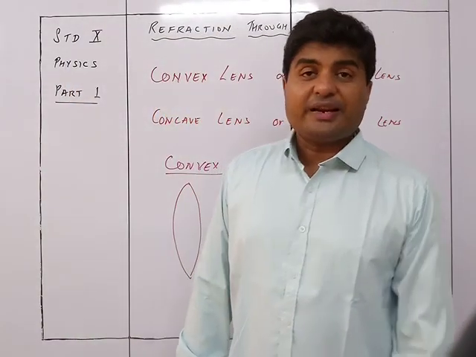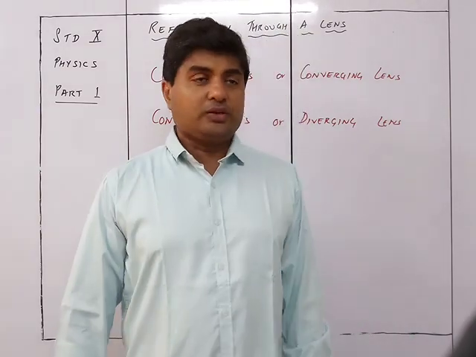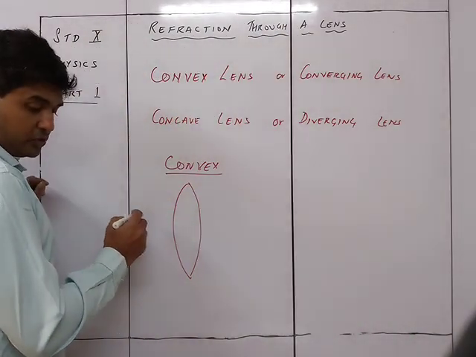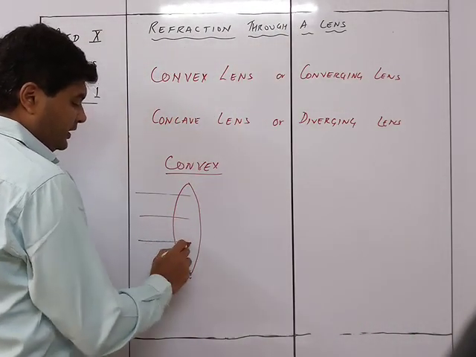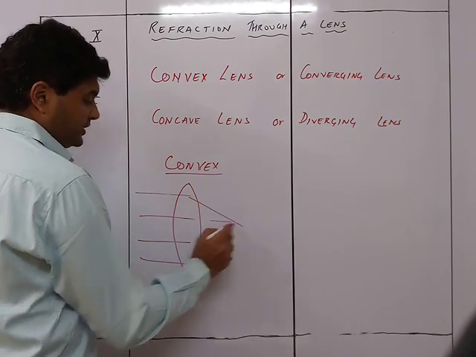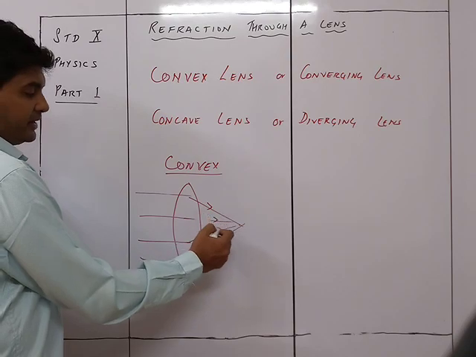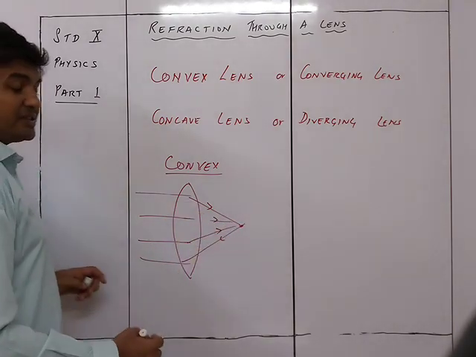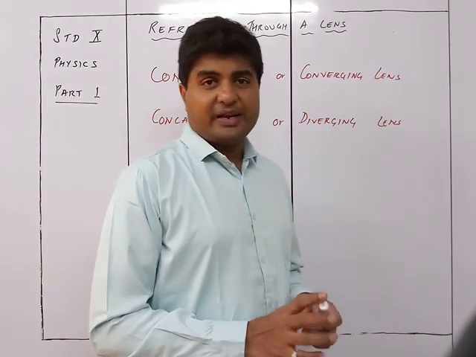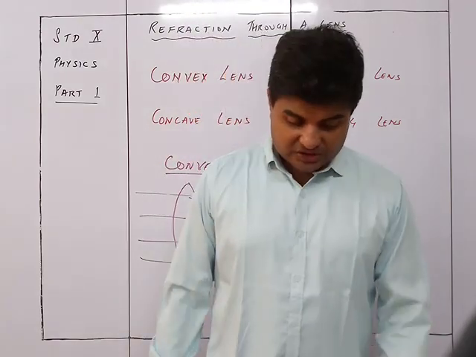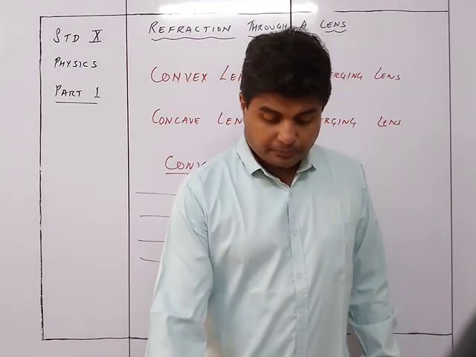It is also called a converging lens because the light rays passing through it converge at a point. If the rays are taken over here, then these lights are going to converge at a point. Because the light rays converge at this particular point, this lens is called a converging lens or a convex lens.